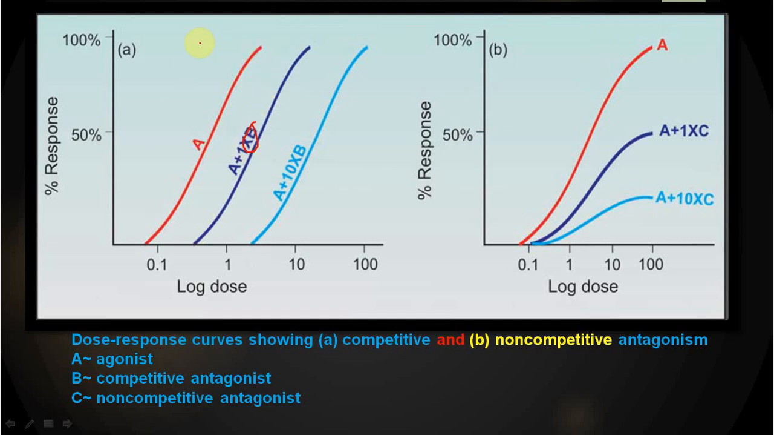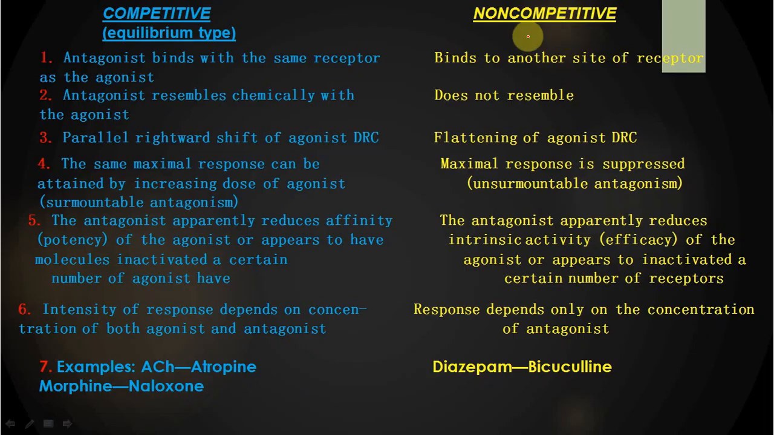In case of B, which is the competitive antagonist, you will observe that there is a decrease in potency, but in case of C, which is the non-competitive antagonist, there is a decrease in efficacy. These are the differences between competitive and non-competitive antagonism, which we have already discussed.